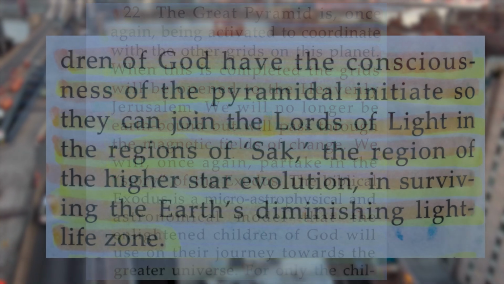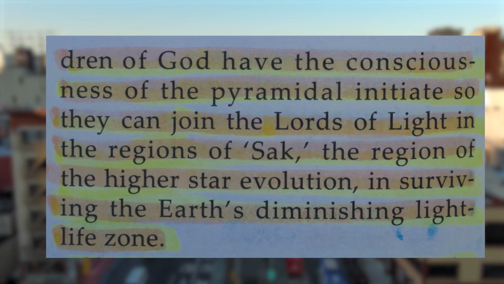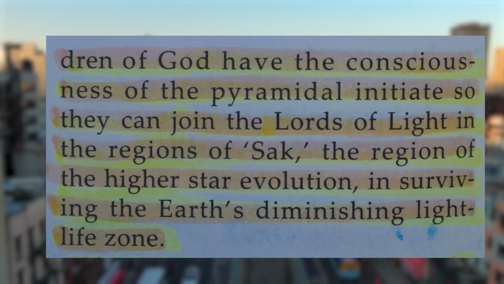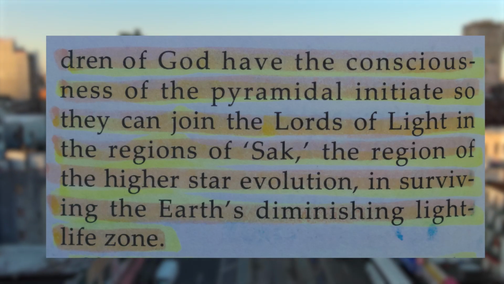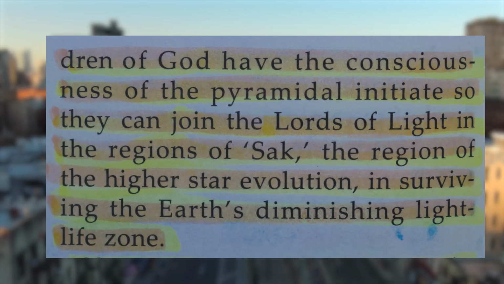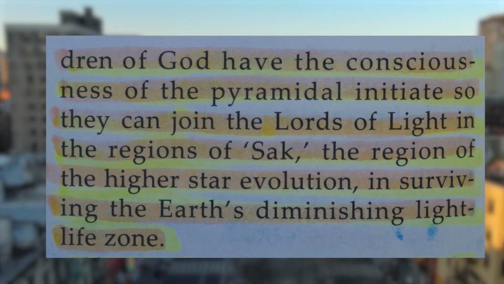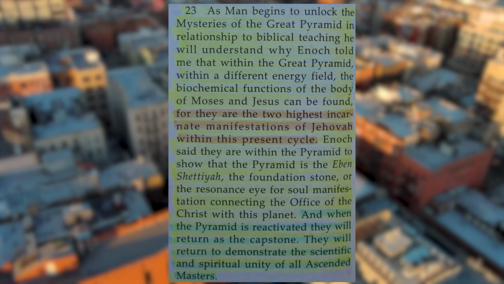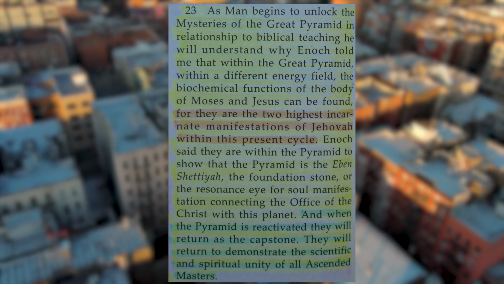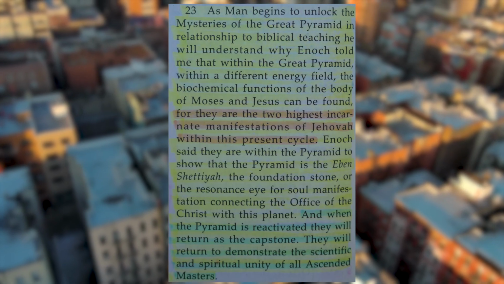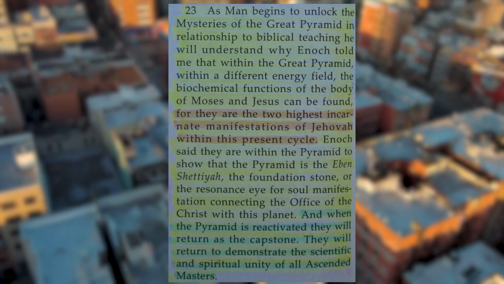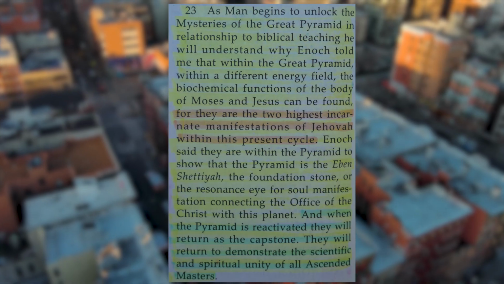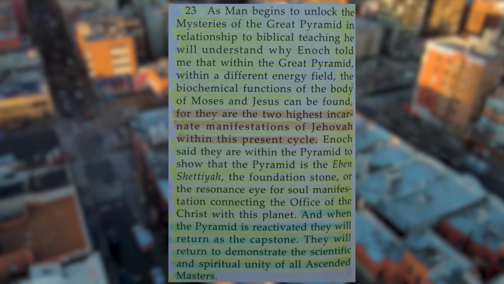For only the children of light, the children of God, have the consciousness of the pyramidal initiate, so they can join the Lords of Light in the regions of Sac, the region of the higher star evolution, in surviving the Earth's diminishing light life zone. As man begins to unlock the mysteries of the Great Pyramid in relationship to biblical teaching, he will understand why Enoch told me that within the Great Pyramid, with a different energy field, the biochemical functions of the body of Moses and Joel can be found, for they are the two highest incarnate manifestation of Jehovah within this present cycle.